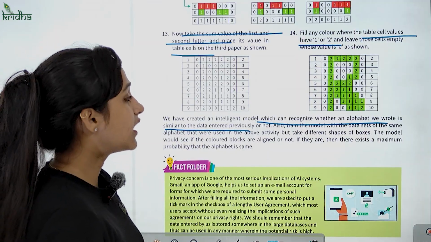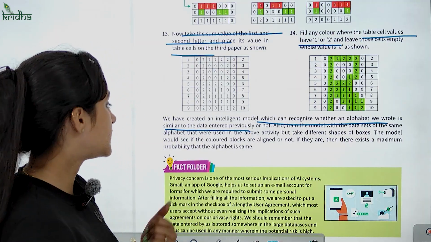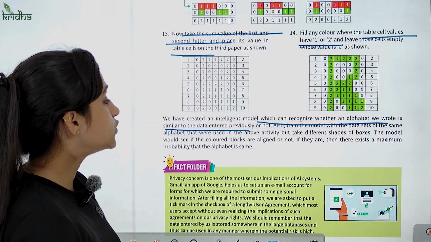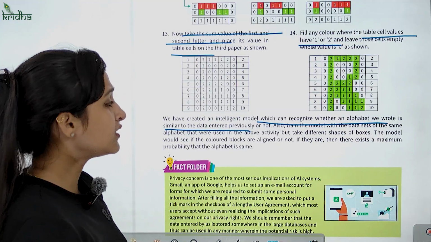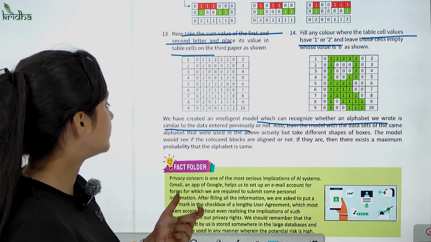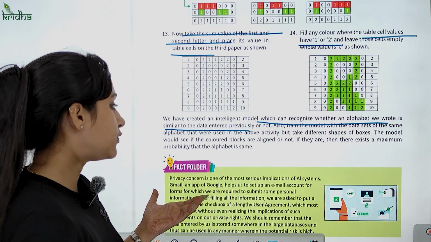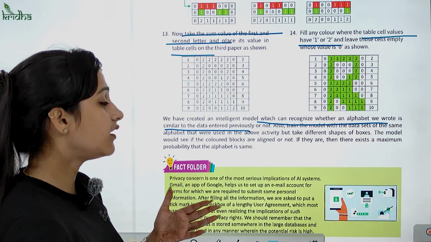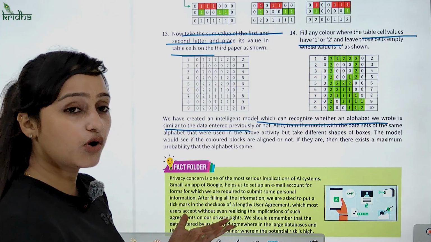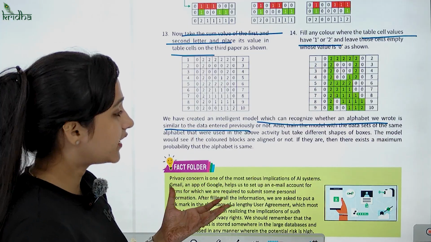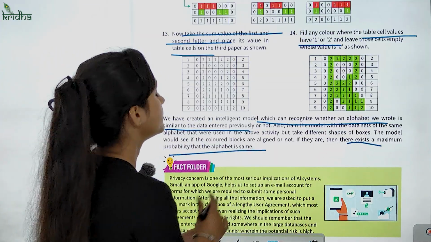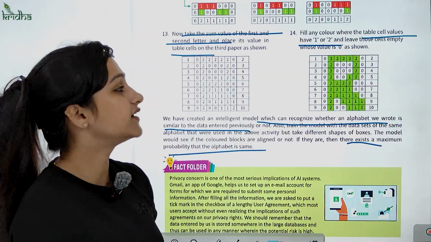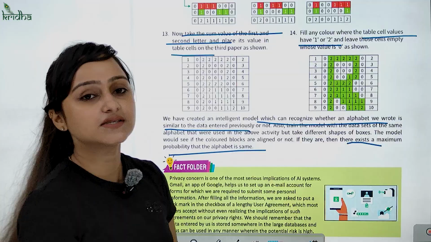Also train the model with the data sets of the same alphabet that were used in the above activity, but take different shapes of boxes. The model would see if the colored blocks are aligned or not. If they are, then colored boxes are aligned एक साथ. If they are, then there exists a maximum probability that the alphabet is the same. Maximum probability रहेगी कि आपका alphabet same है.